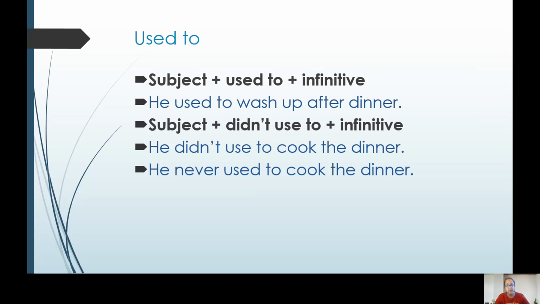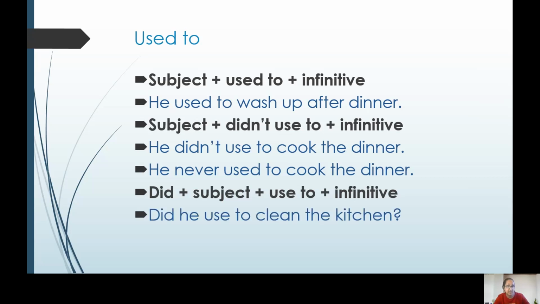Okay. And to make a question, we have did with the subject and then used to and the infinitive. For example, did he used to clean the kitchen?